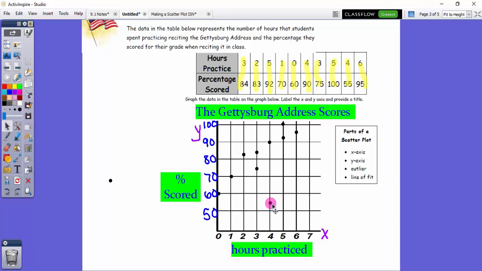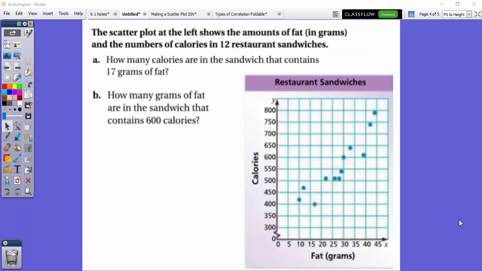There are lots of different reasons that could be, but we call that an outlier when it doesn't follow the flow of data, the pattern or the trend of what's going on. It is set apart from the other ones. So we have an outlier right here. And then line of fit, we're going to save that for next week. So we're not going over the line of fit today.